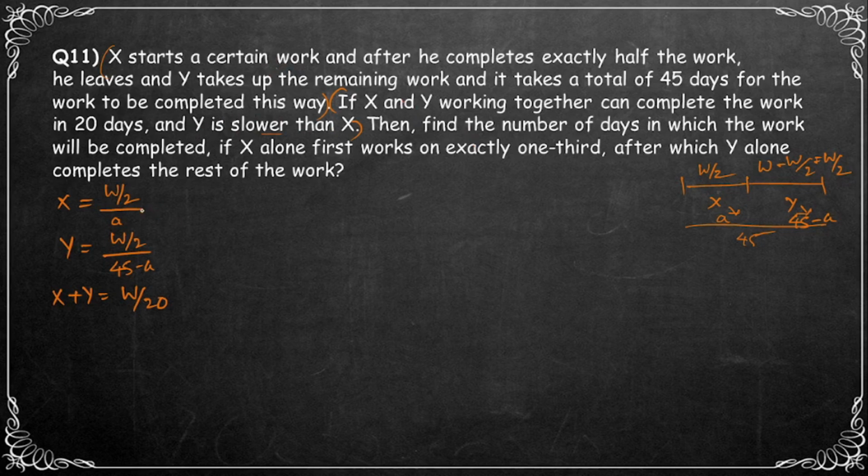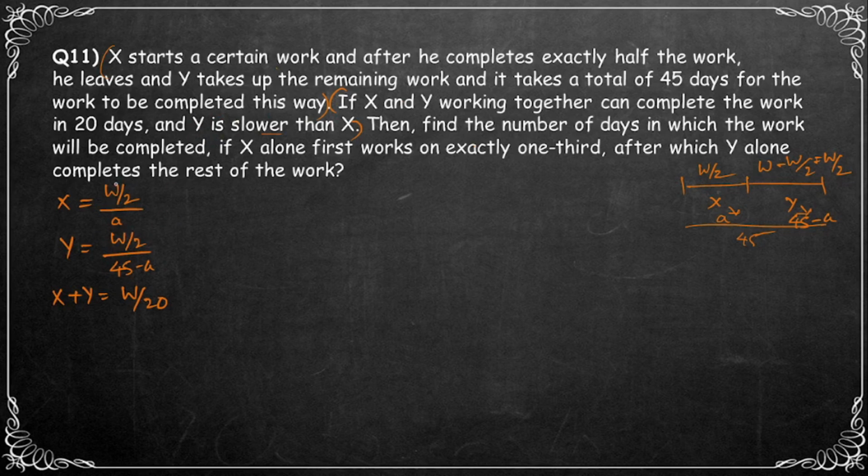So if we apply that to the first case, the time taken by Y is greater than the time taken by X. So that is what they are saying. Y is slower than X. That means he takes more time in completing the same amount of work.